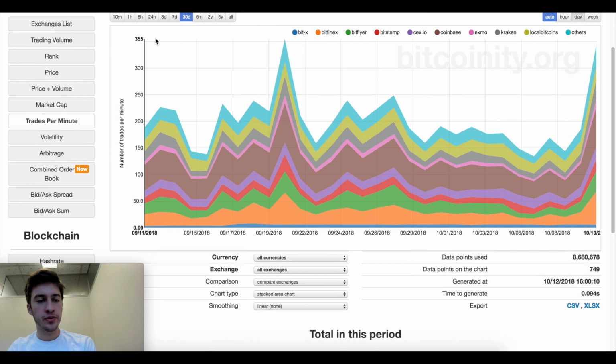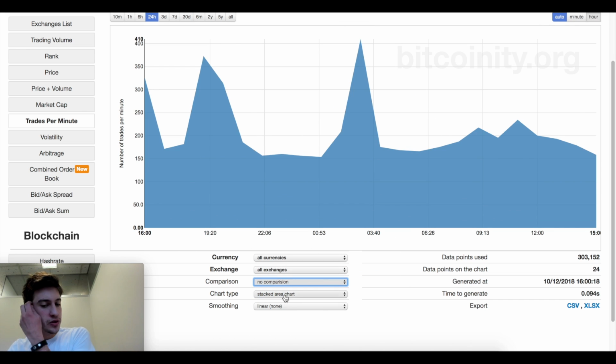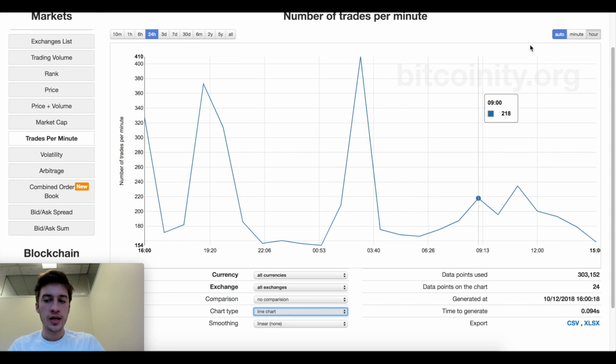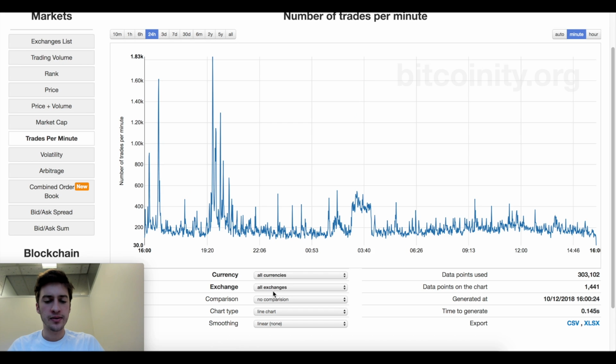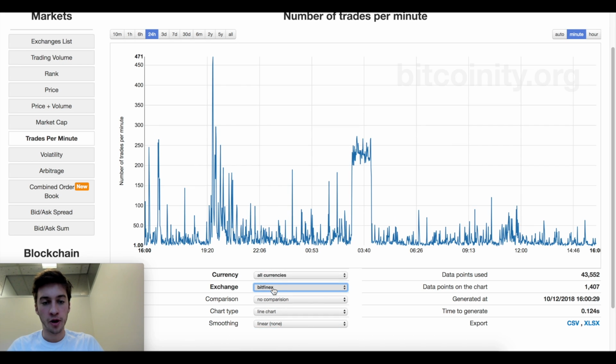And again, I don't like using these settings here. So let's go 24-hour, no comparison. I'm going to do line chart, and this all looks good. And I can look at the Bitfinex exchange. I can look at all. Both are absolutely fine. They look a little bit similar, as you can see.